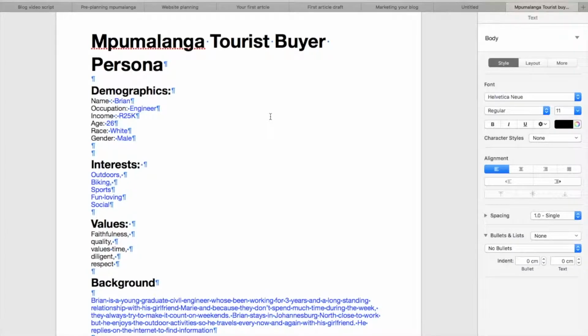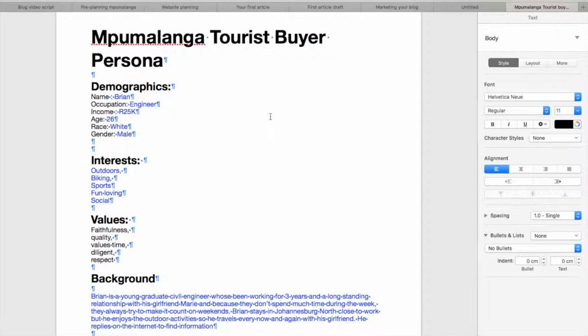Welcome to this lesson where we finalize our market research. This is the second step of our planning process for our blog. So now I've created my own Mpumalanga tourist buyer persona for my website.